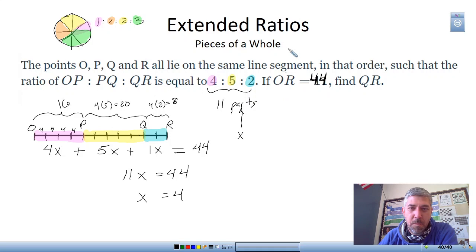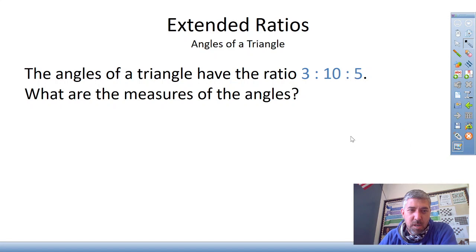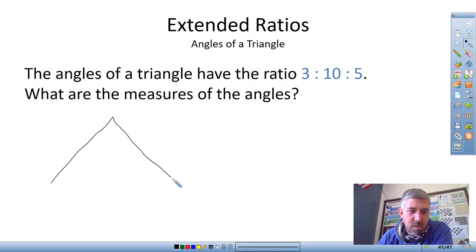All right, let's look at the next one. All right, this is angles of a triangle. So we have the angles of a triangle of the ratio of 3 to 10 to 5. Okay, and you want to think of this as, again, parts of a whole. So what are the parts here? So we have 3 parts, 10 parts, and 5 parts. It's a little harder to visualize this one, but if we draw a triangle, then each angle gets these parts. So it'll be 3 parts in the one angle, 10 parts in the other angle, and 5 parts in the last one. We want to know how big are those parts.